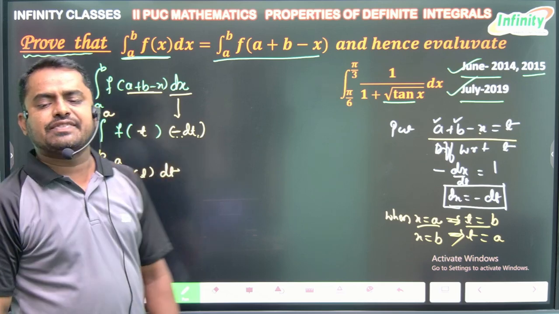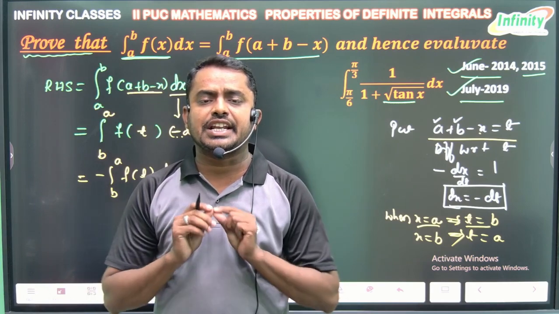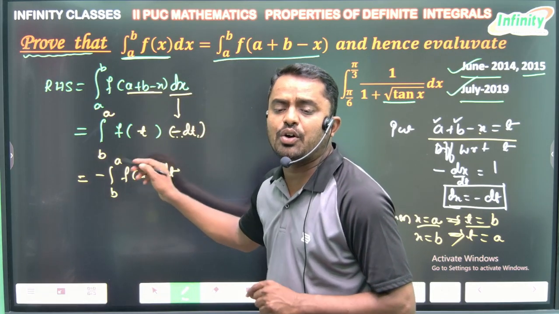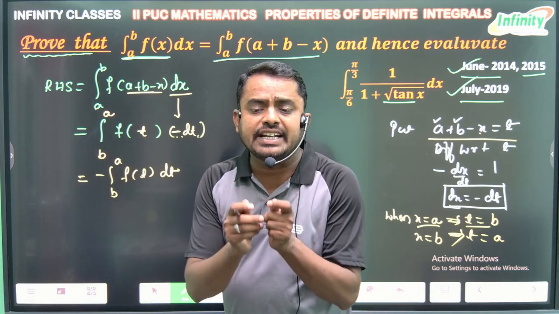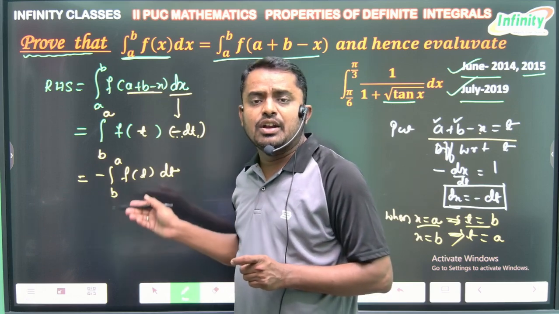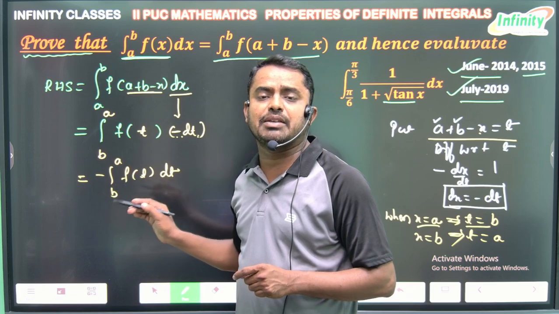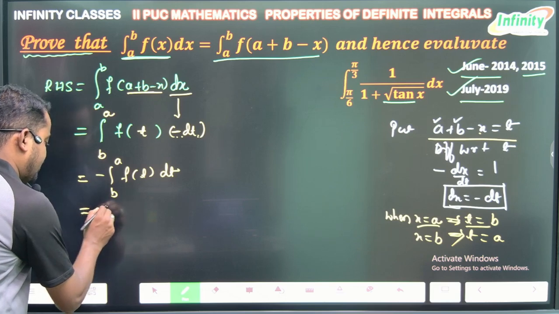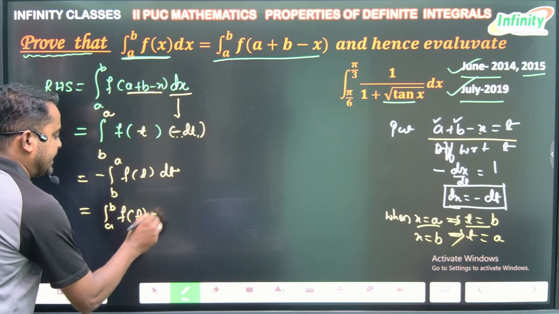Now as we learned in the last video, interchange the limits. Now I am changing the limits b to a and a to b. The sign of the integral will be what? Change. If I interchange the limits, lower to upper and upper to lower, then the sign of the integral will change. That is equal to integration of a to b f of t dt.